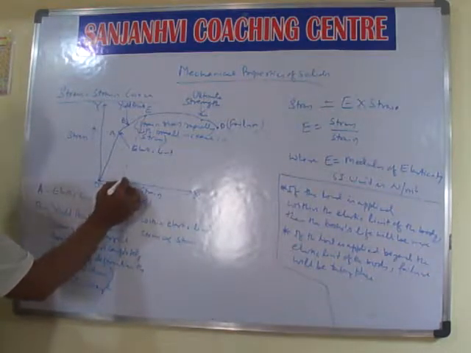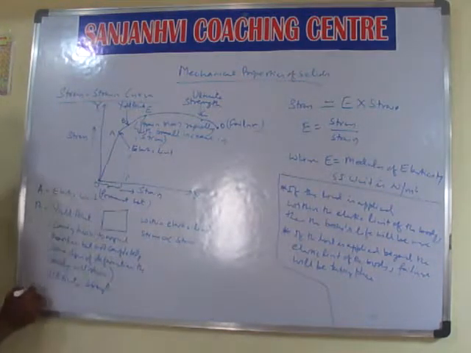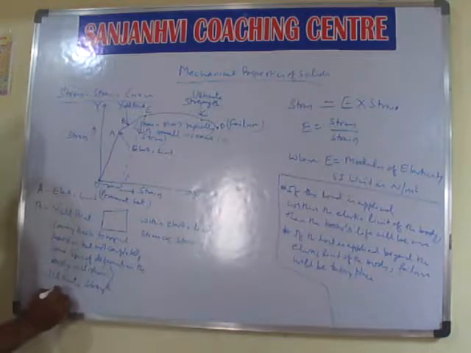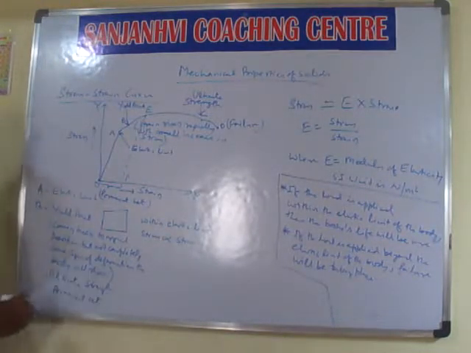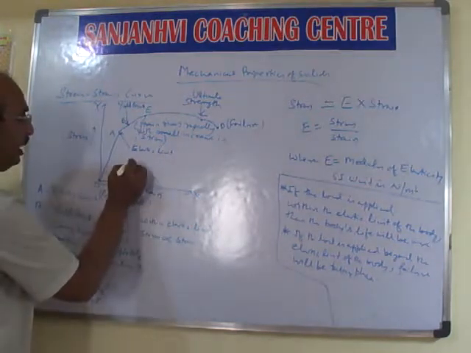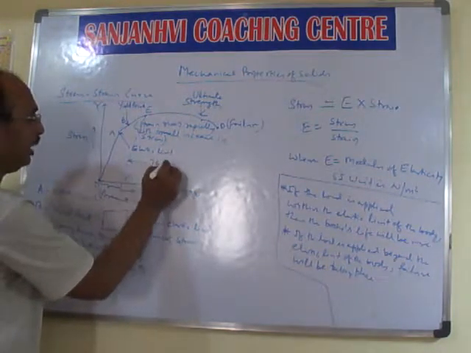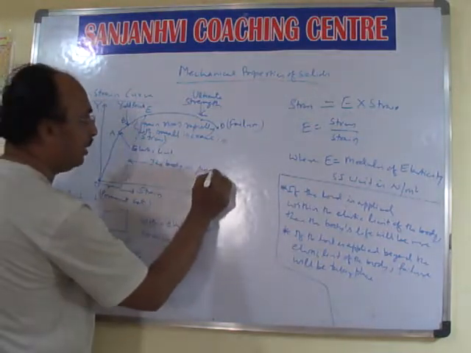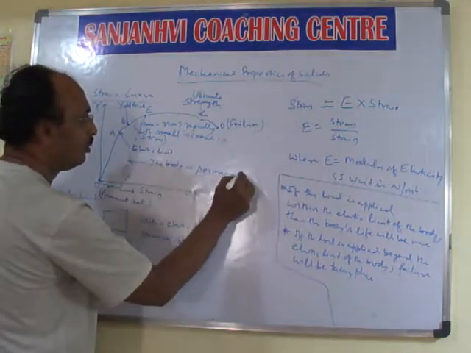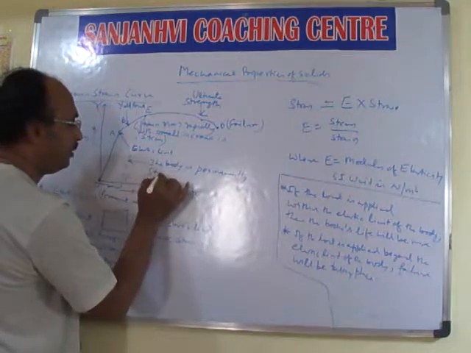Okay, so this particular part is called permanent set. Somewhere you take it as P. So OP is the permanent set. What is this permanent set? The body is permanently strained.